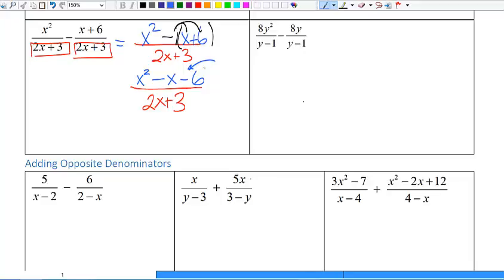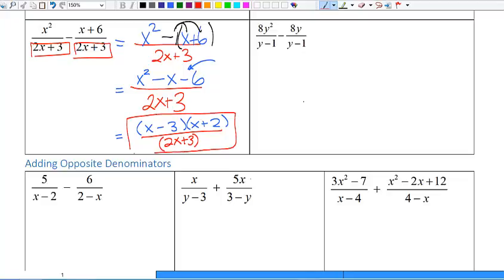Now, the numerator looks like it might be able to factor, so I want to make sure that this doesn't reduce, so I'm going to factor this out to see, that's x minus 3 and x plus 2. The denominator again still stays the same. Now in this case, I factored it out and it didn't reduce at all, which means this is a correct answer, completely reduced, but so is the one right before it.